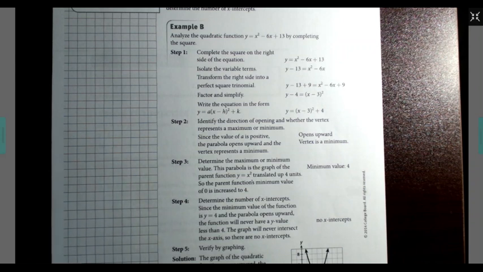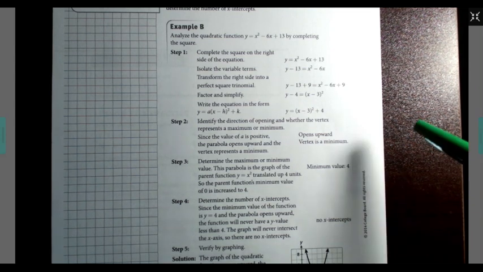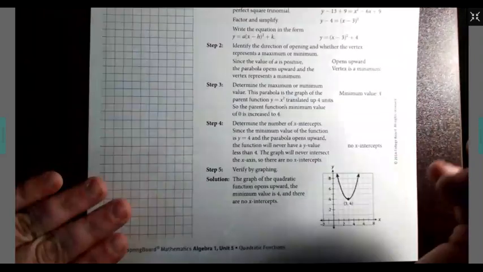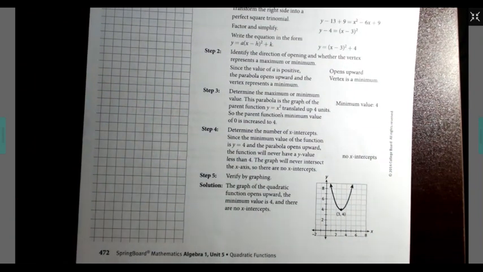It says, step 2, identify the direction of opening and whether the vertex represents a max or a min. Well, since a is positive, this parabola opens upward and has a minimum value. That minimum value is located at 4, which is the k here. Because it has a minimum value of 4 and it opens upward, that means that it has no zeros. It will not cross the x-axis.